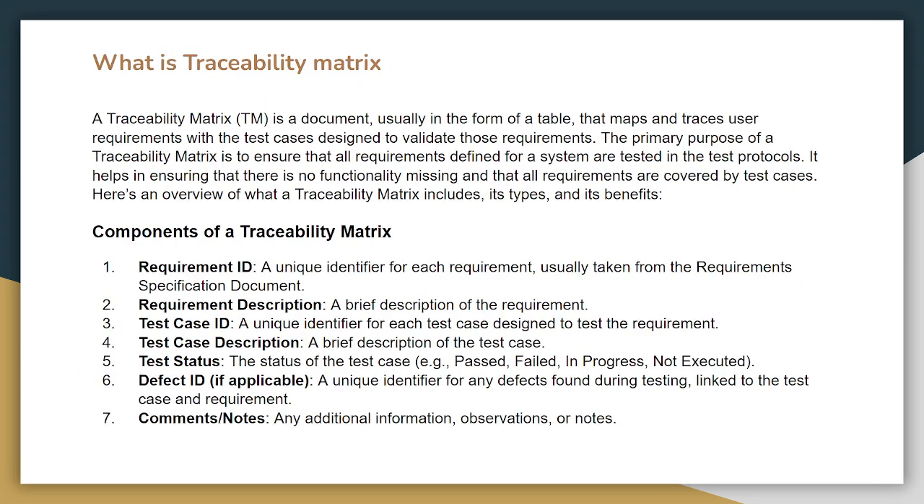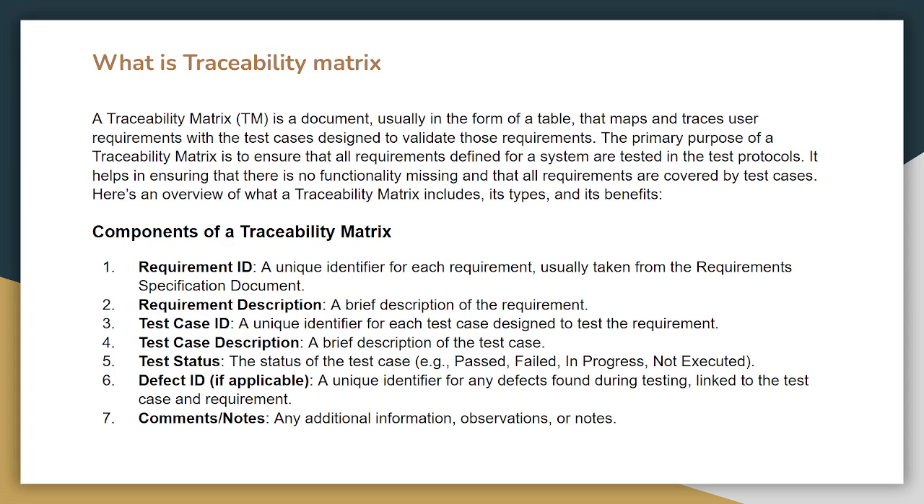We'll move to the next. So the next very important concept question that you might get is: what is a traceability matrix? A traceability matrix is a very important topic. It's a document, usually in the form of a table, that maps and traces user requirements with the test cases designed to validate those requirements. The primary purpose of a traceability matrix is to ensure that all requirements defined for a system are tested in the test protocols. It helps in ensuring that there is no functionality missing and that all requirements are covered by test cases. Here's an overview of what traceability includes, its types, and benefits.